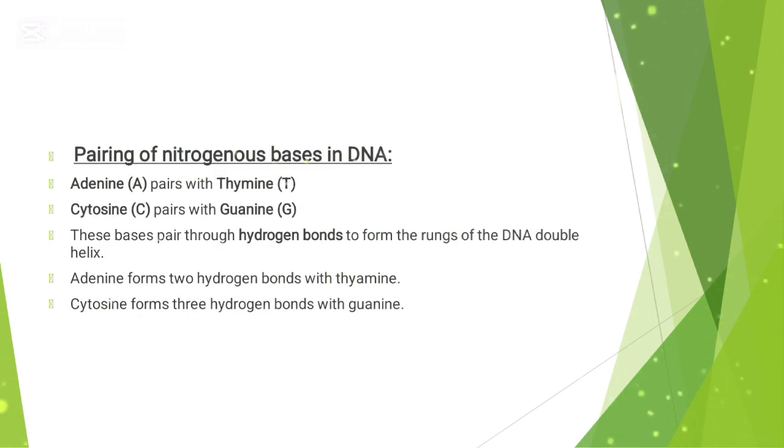Pairing of nitrogenous bases in DNA: adenine pairs with thymine, cytosine pairs with guanine. These bases pair through hydrogen bonds to form the rungs of the DNA double helix. Adenine forms two hydrogen bonds with thymine, and cytosine forms three hydrogen bonds with guanine.